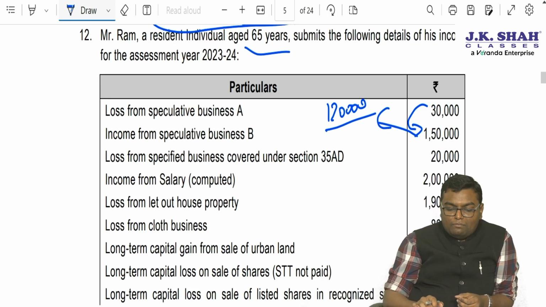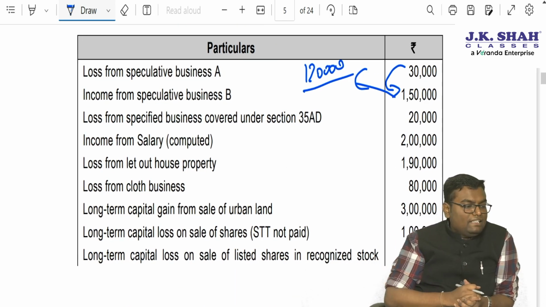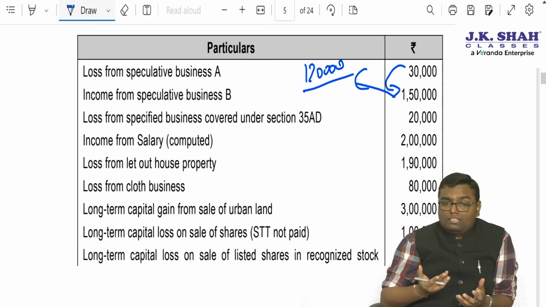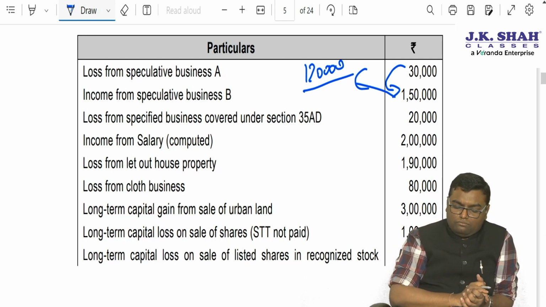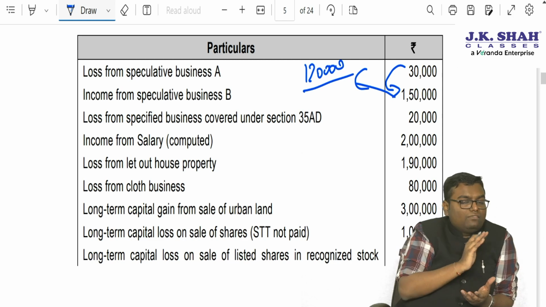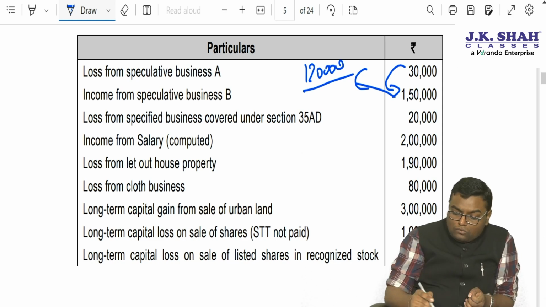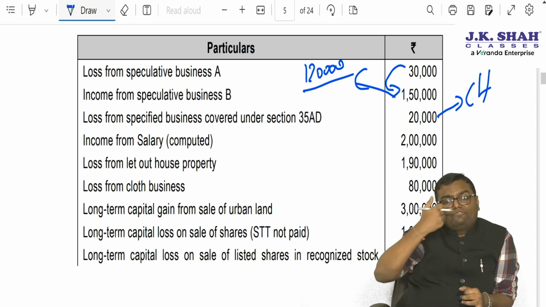Loss from specified business covered under section 35AD is 20,000. But this loss can be set off only against another specified business, which I don't think will be in the question as of now. So I have to directly carry forward. This will be carried forward for infinite time.